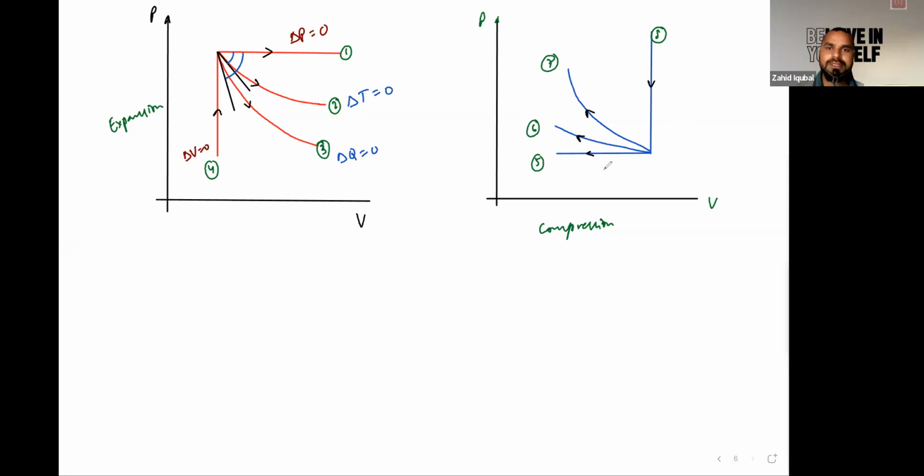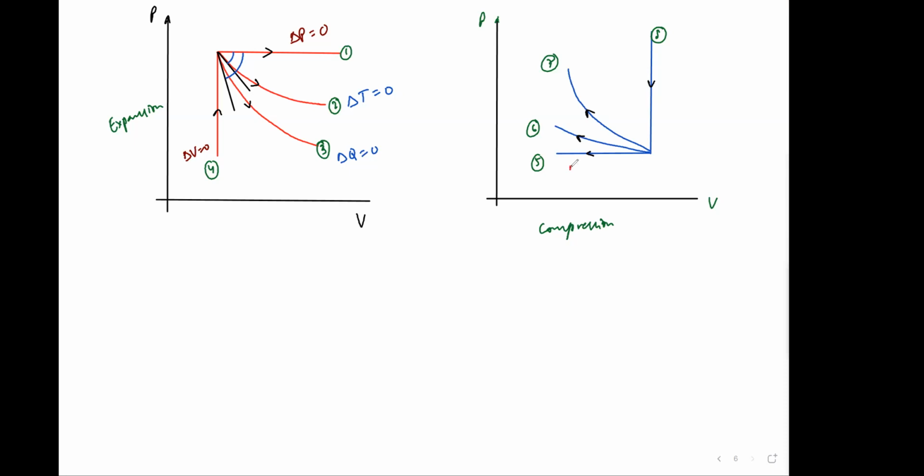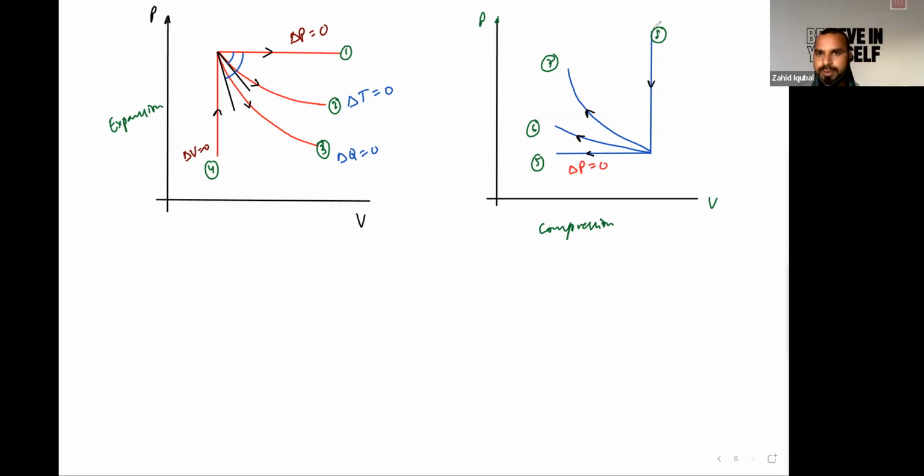Similarly, try to assign names to these different processes. Fifth one: in this part, volume is changing, but pressure is constant for this entire part. So it will be isobaric, that is delta P equals 0. In this vertical line, volume is constant, pressure is changing. So delta V equals 0.